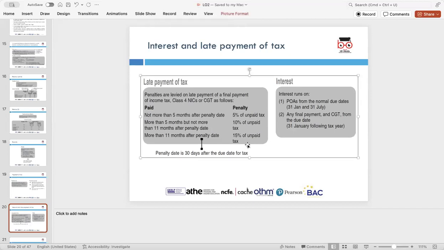Any final payment of income tax, Class 4 national insurance contributions, or capital gains tax is due on January 31st following the tax year. It is important that the penalty date is set to 30 days after the due date for tax payments. This means that if you miss the deadline, penalties and interest charges start occurring shortly afterwards.